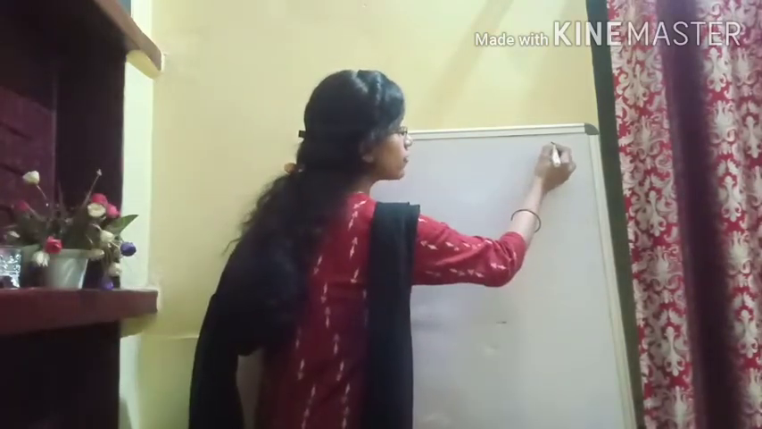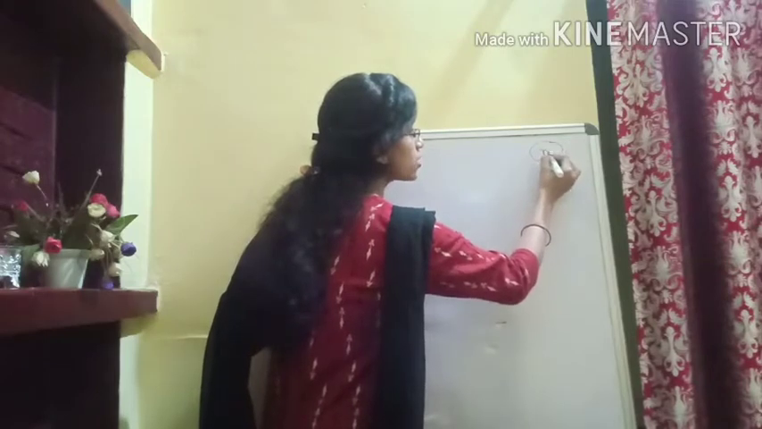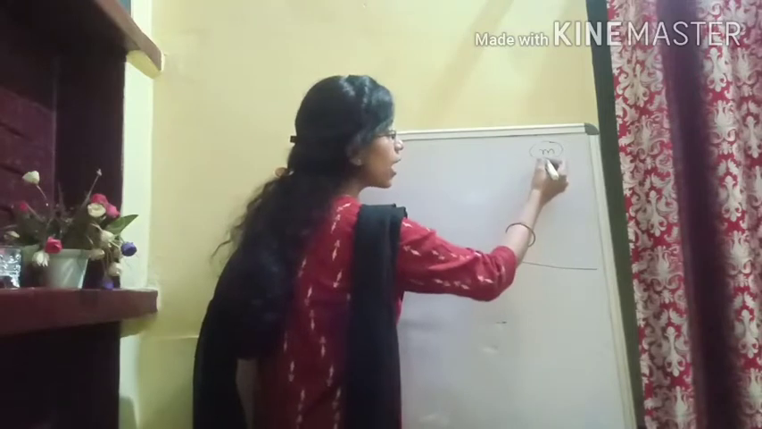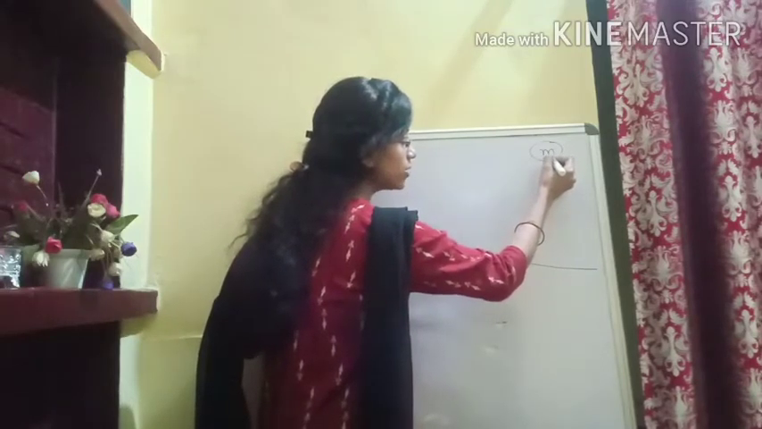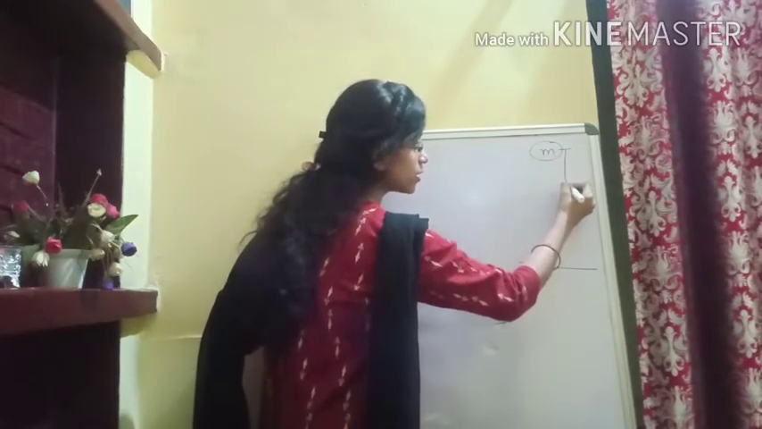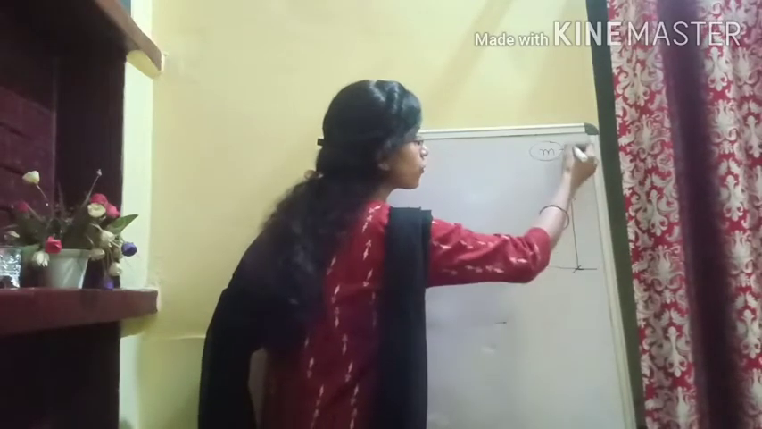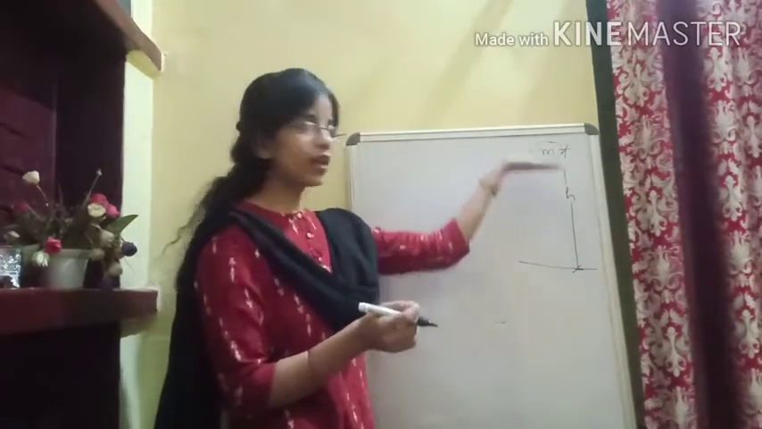So let's say that we are having a body of mass m. This is the surface of earth, and the body is at the height h. You can say, let's say that the height of the body is h from the surface of earth. Okay, I think this is clear.